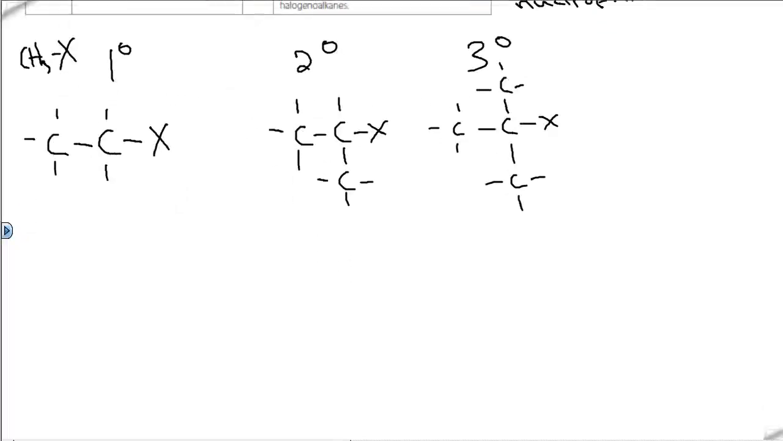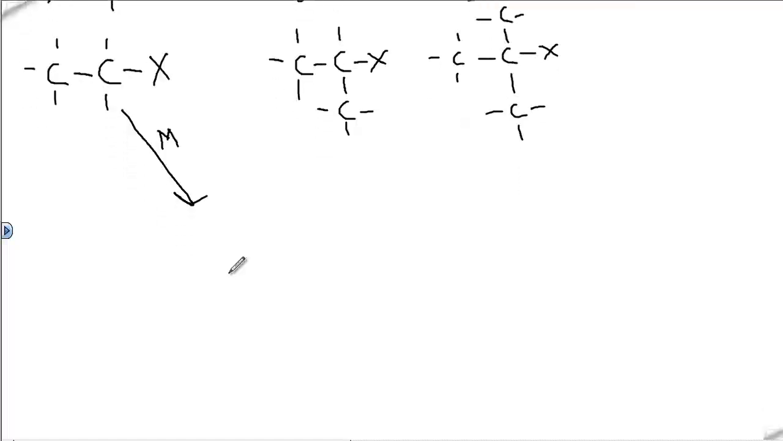So here's how it works. With a primary, here's the mechanism that occurs. I'm going to use a capital M for mechanism. With a primary, here's the mechanism that occurs. First of all, we have your original.